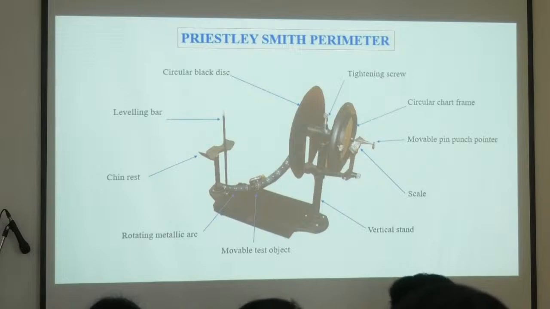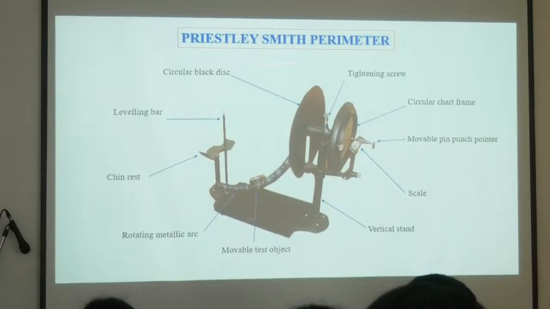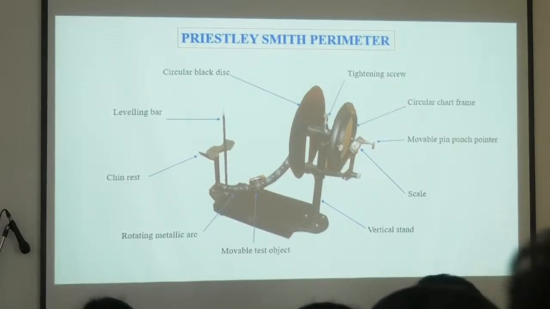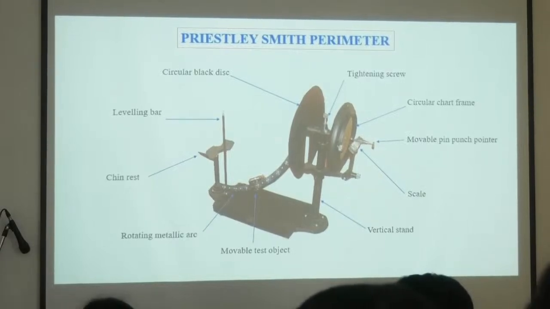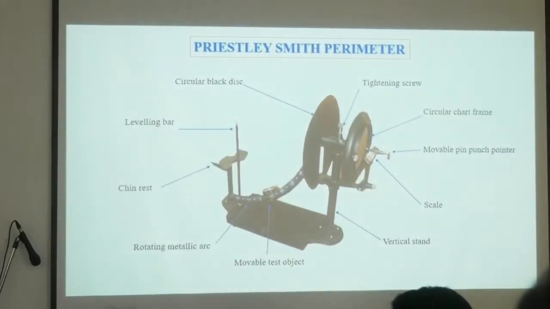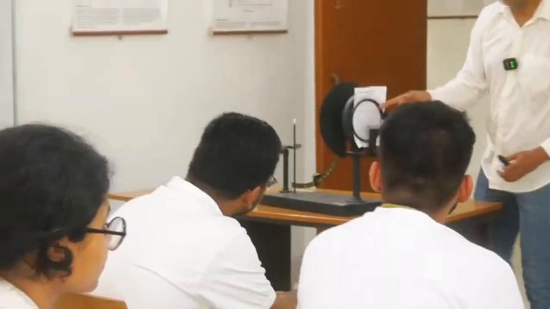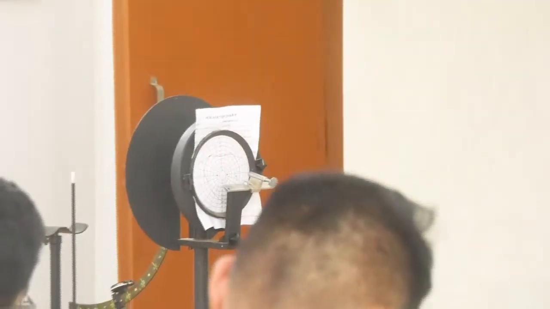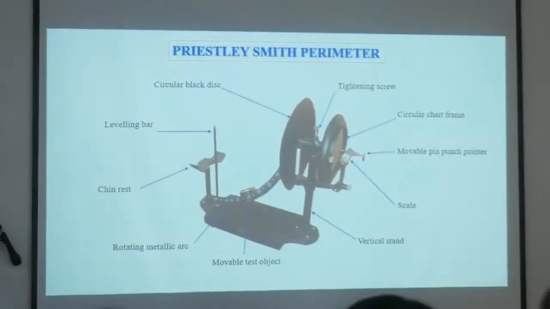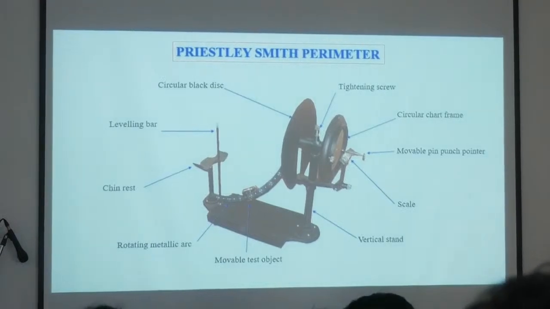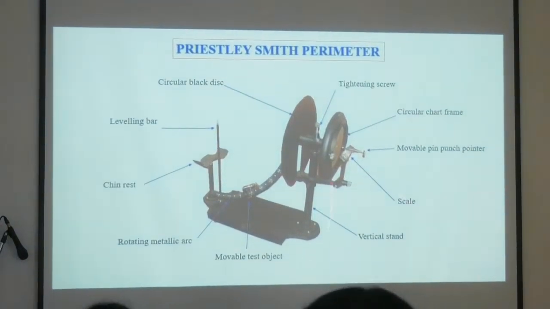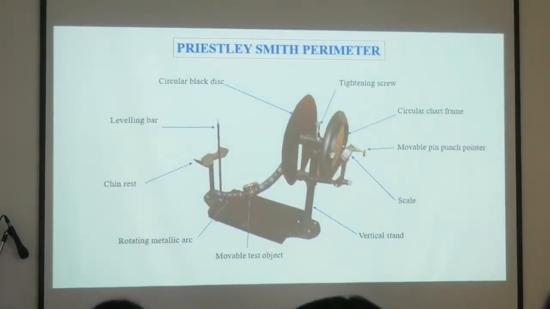Next, the parts of this machine. It is a circular black disc. There is a tightening screw here, and the circular chart frame. Here is the chart, which we have applied here. Now here is a scale as well. There is a scale, a vertical stand, and this is the movable test object.